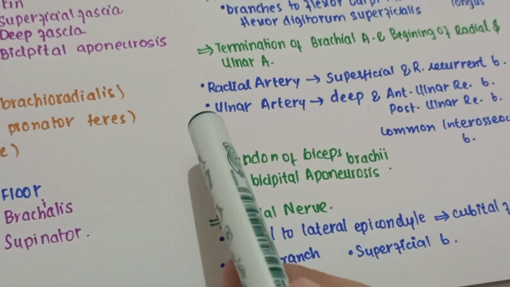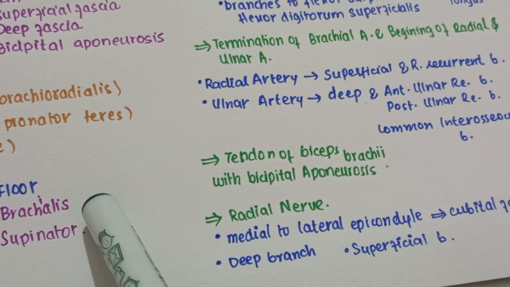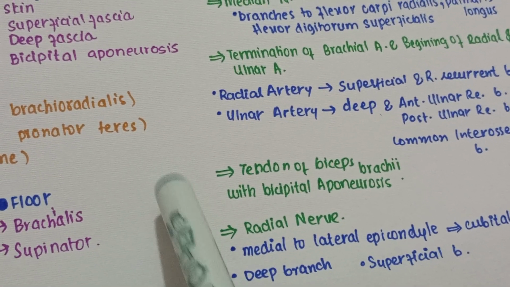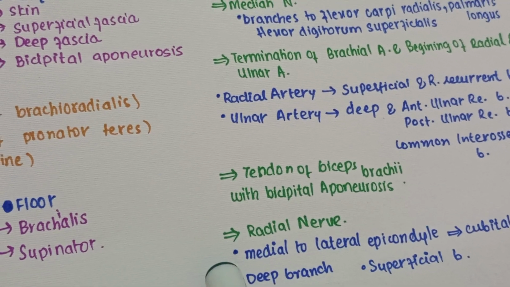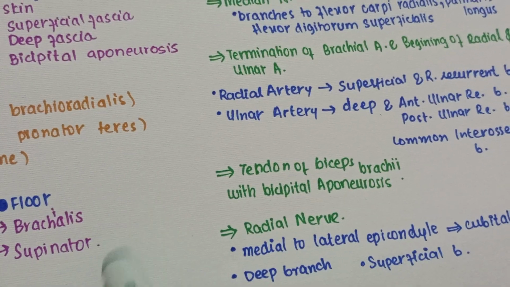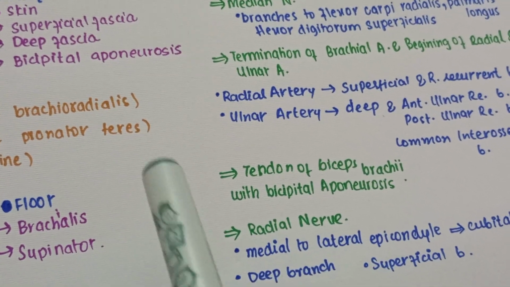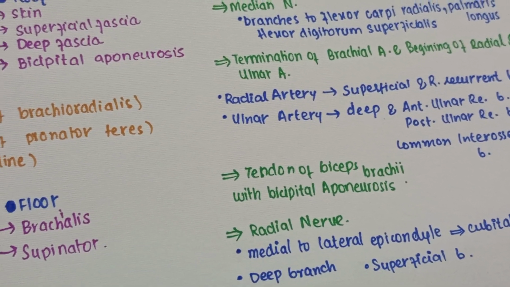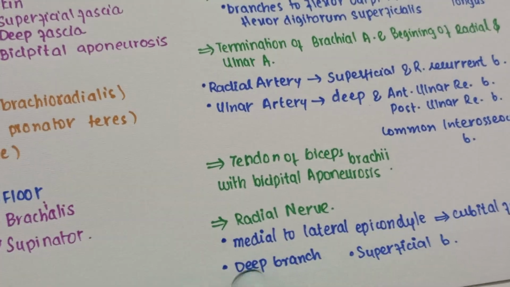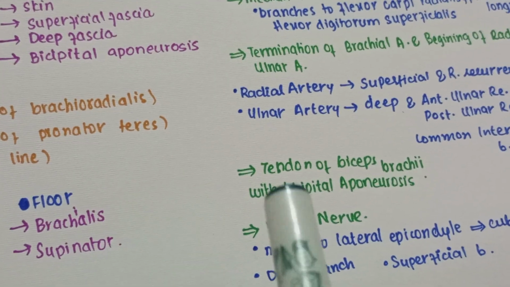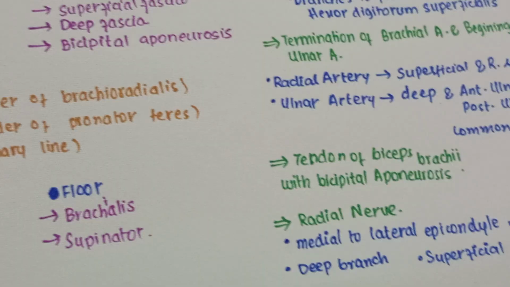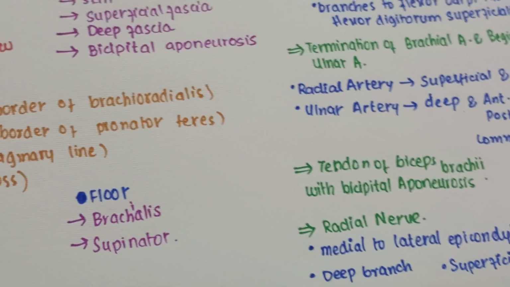Here the radial nerve moves from the medial to lateral epicondyle to become a part of the cubital fossa. It divides and gives two branches. One is the superficial branch and the other is the deep branch. The superficial branch continues on the front of the arm, whereas the deep branch continues on the front of the forearm. Our deep branch pierces the supinator muscle and it gives supply to extensor carpi radialis muscle as well as our supinator muscle.